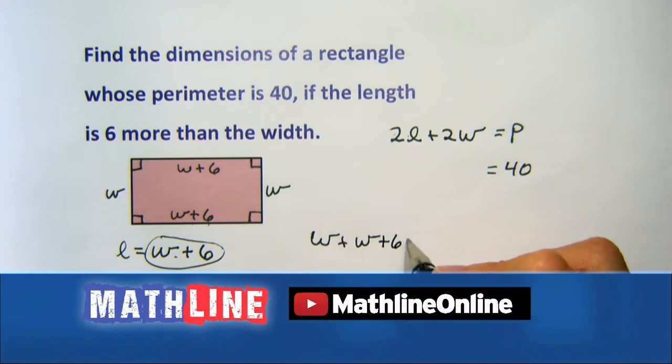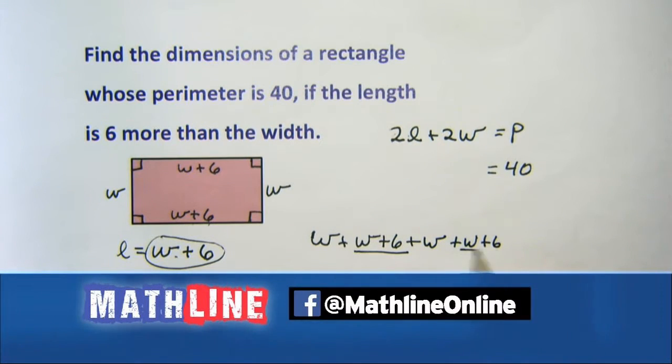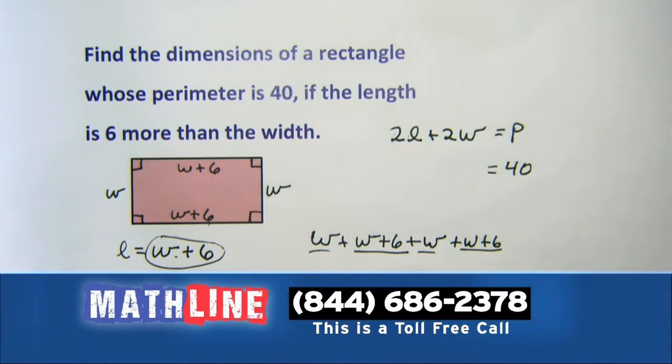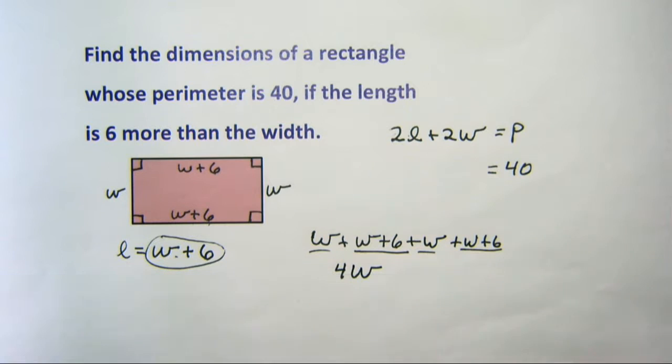So let's go with our W plus 6. Another W. Does everybody see something there? That's the 2 L's, and there's the 2 W's. We're just stretching it out for you guys. How many W's altogether? I count 1, 2, 3, 4. 4 of them. And how do we write that? We just put a 4W there, okay?